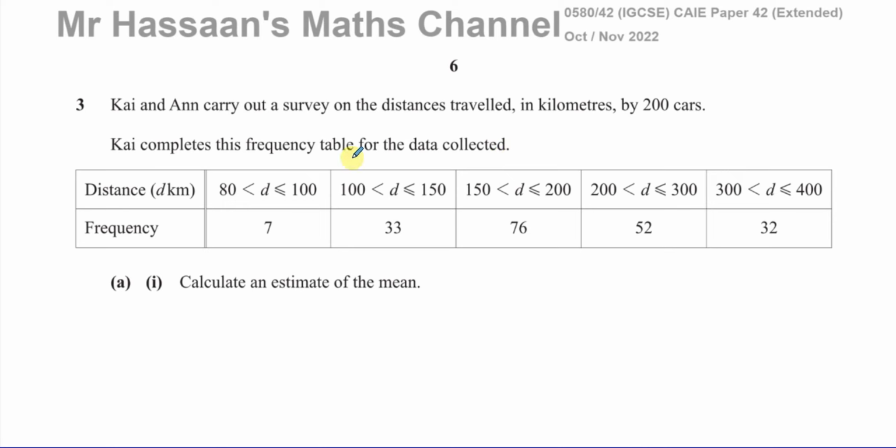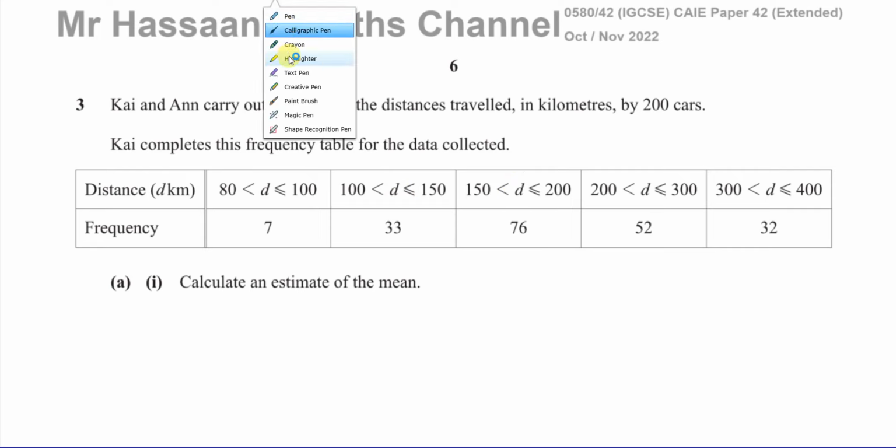Kai completes this frequency table for the data collected. So 7 of the cars traveled between 80 and 100 kilometers, 33 of them between 100 and 150 kilometers, and so on. So the frequency represents the number of cars who traveled between those distances. So we've got to calculate an estimate of the mean.